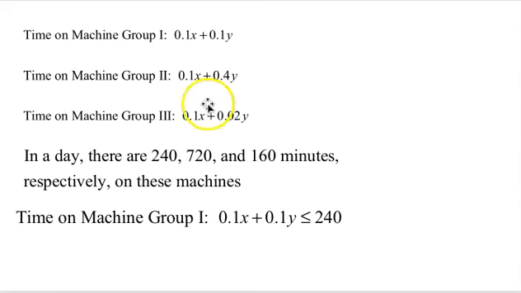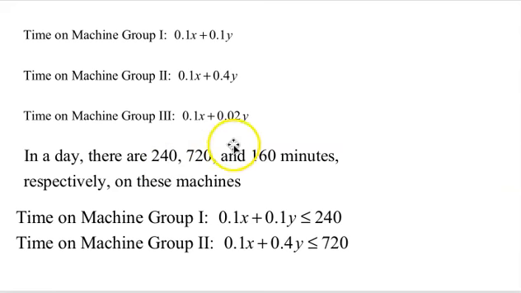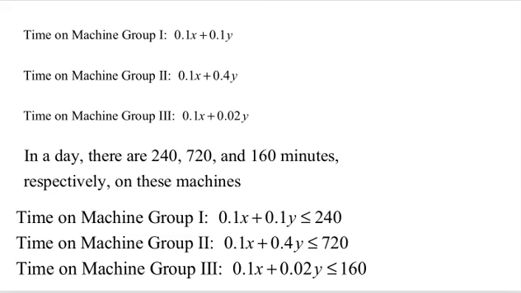So we can use up to 240. So we have an inequality, machine group 1: 0.1x plus 0.1y less than or equal to 240 minutes. Similarly for machine group 2, 0.1x plus 0.4y less than or equal to 720 minutes. That's what we have available on that group. And for machine group 3, 0.1x plus 0.02y less than or equal to 160 minutes. These are three constraint equations. Now, of course, the number of bolts has to be non-negative. X greater than or equal to 0, Y greater than or equal to 0, which is often the case in our linear programming problems.